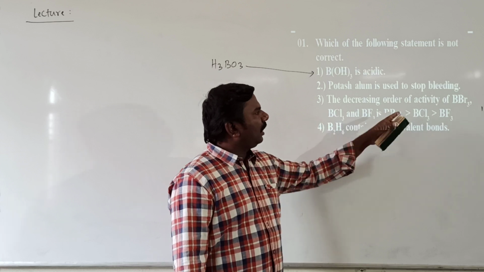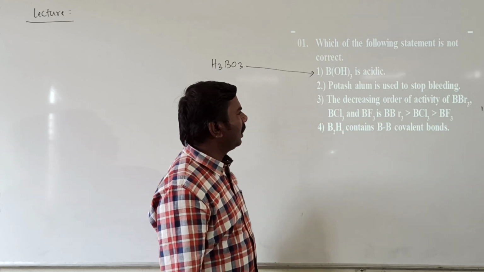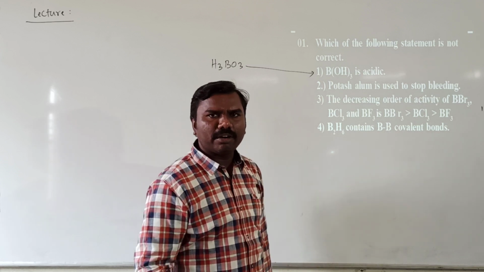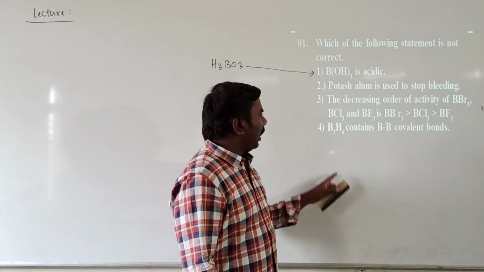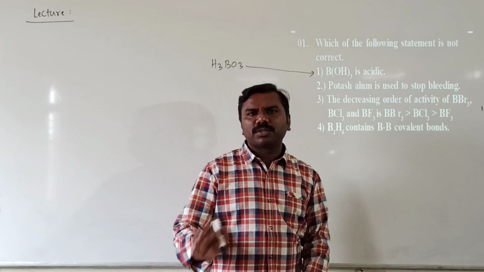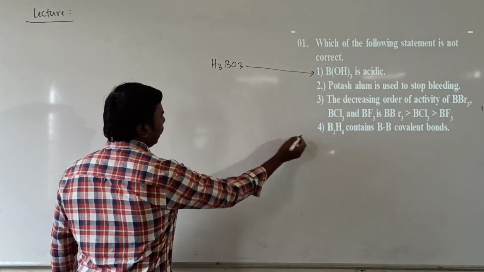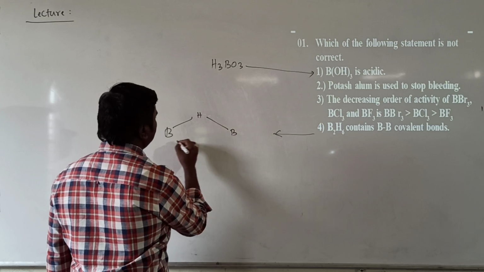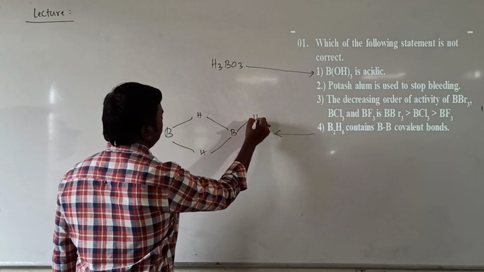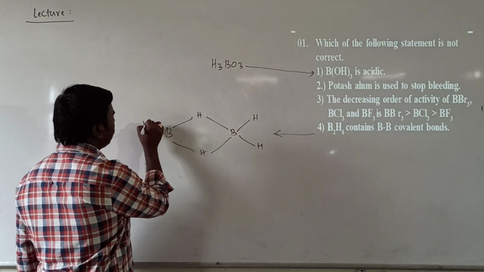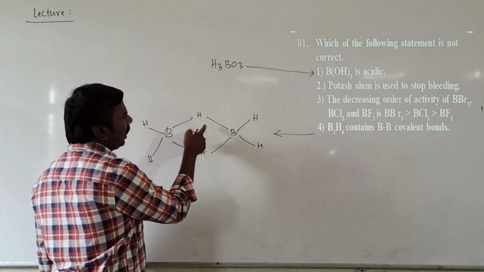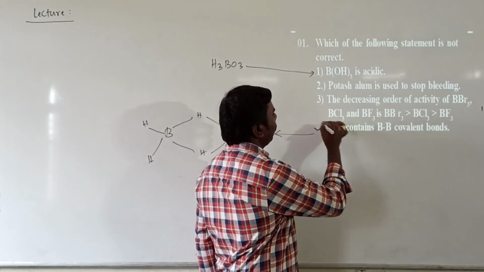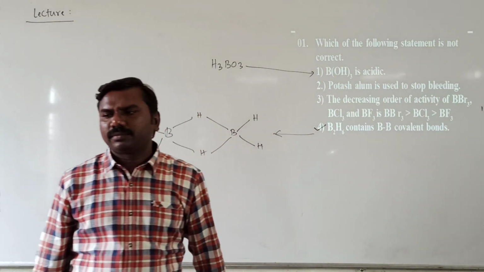Correct. The decreasing order of acidity of BBr3 will be BBr3, BCl3, BF3. Yes, the acidic strength is in the right order, given already. And B2H6 contains B-B bonds? No, B2H6 contains B, H, H, B, H, H. B2H6 contains only B-H bonds but not B-B bonds. That's why this is the wrong option. Next.